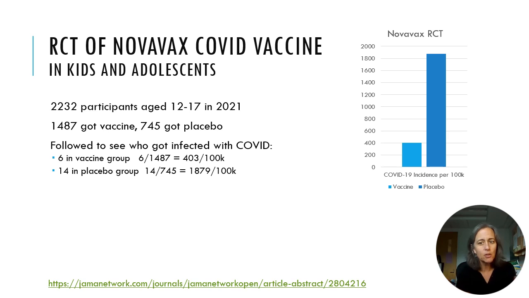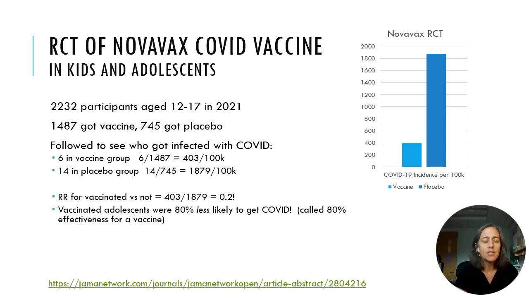And remember, these people didn't know which one they got. But if we calculate relative risk for the vaccine recipients, if you got the vaccine, your relative risk was 0.2. If your relative risk is less than 1, that means you're less likely. So 0.2 means they had 20% the chance, or they were 80% less likely to get COVID in this particular study, which we call 80% effectiveness against infection for a vaccine. So that's pretty darn cool.